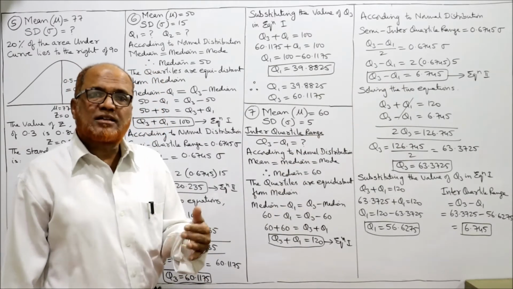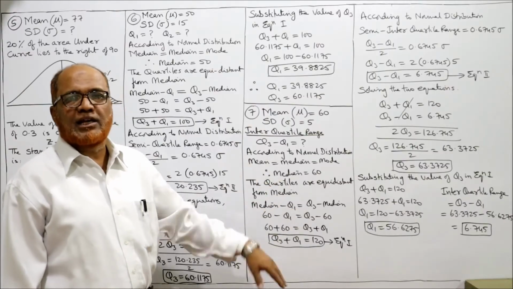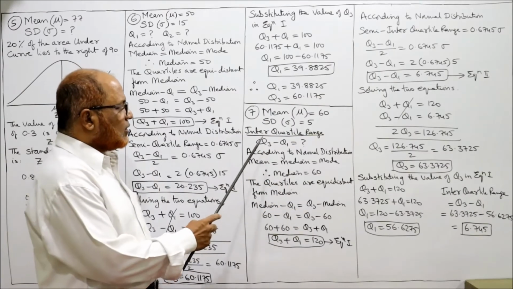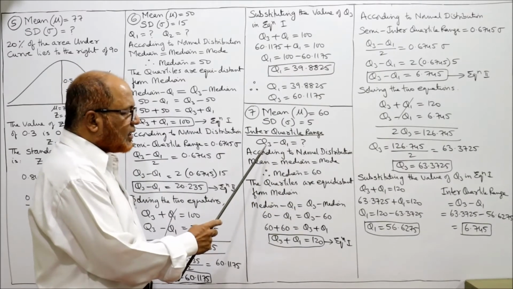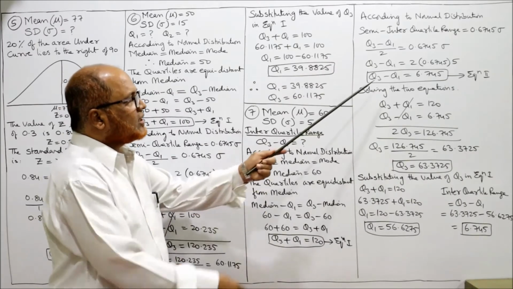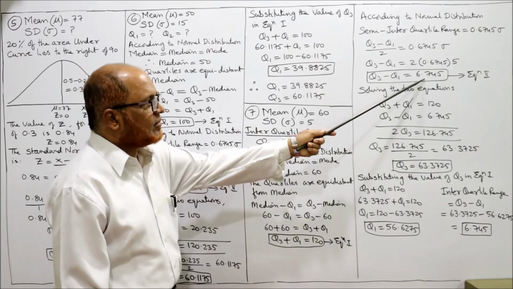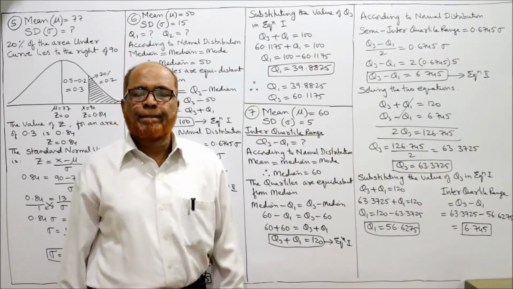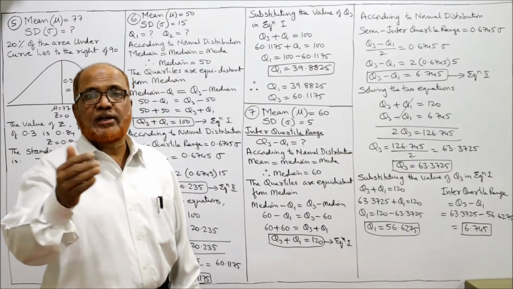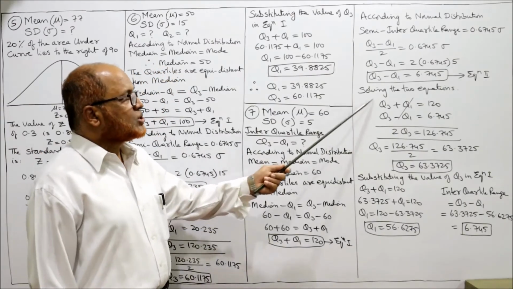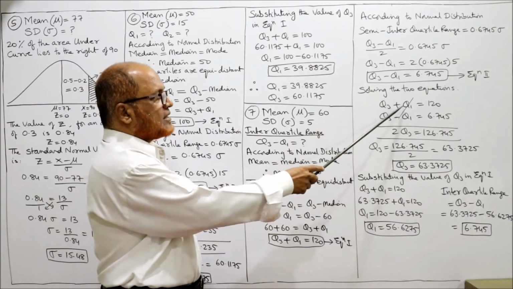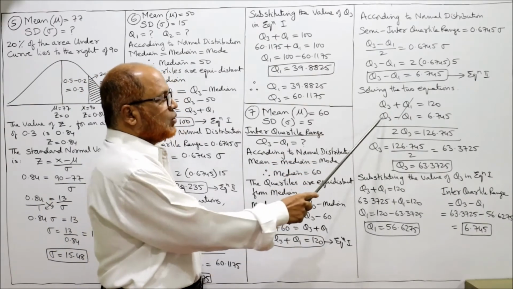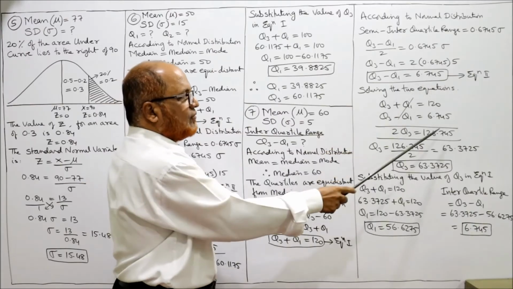But for your practice, I am explaining how to calculate Q1 and Q3. The problem is asking you the interquartile range. So the interquartile range is Q3 minus Q1. We got it, Q3 minus Q1 is 6.745. Our answer is over. But for your practice, to calculate both individually, solving the two equations, Q3 plus Q1 is 120 here and Q3 minus Q1 is 6.745.